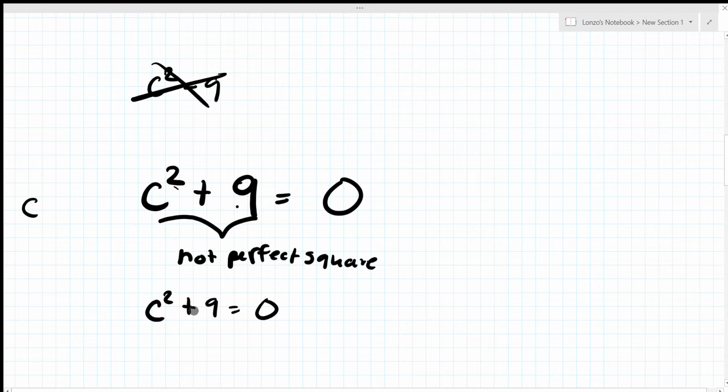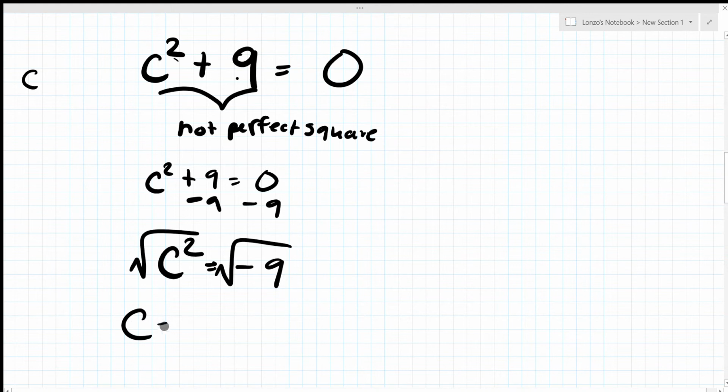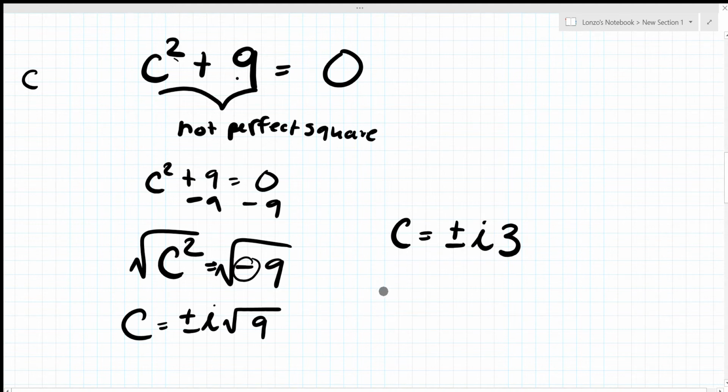So I can't factor it, so what I'm going to do is subtract 9 from both sides. So you get c squared equals negative 9. Now, I've got to solve for c, so I'm going to take the square root of both sides. So you get c equals, now remember, you cannot have a negative inside the radicand, so you have to factor out an i. And when you take the square root, you get two parts, a positive and a negative. So c equals plus or minus i, and then the square root of 9 is 3. So we can rewrite that as positive 3i and negative 3i.